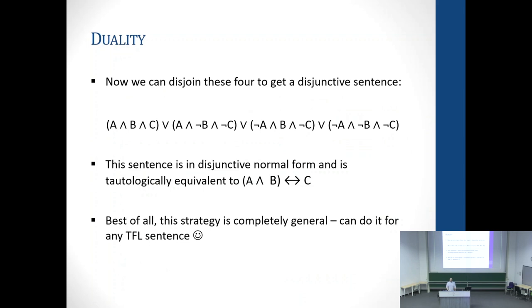And note, I picked a random TFL sentence, but we'd be able to do it with any TFL sentence at all. This same basic process. You make the table, you extract the instances. If the atom is true, it goes into the conjunction. If the atom is false, the negation goes in. You get the conjunctions for each bit, you disjoin them, boom. You've got your disjunctive normal form version of a sentence.